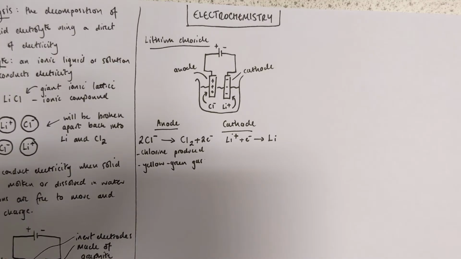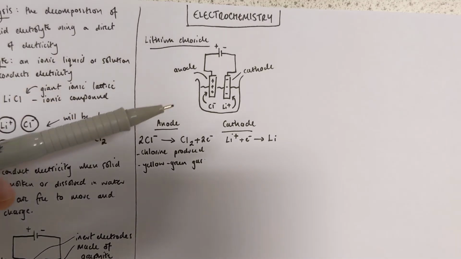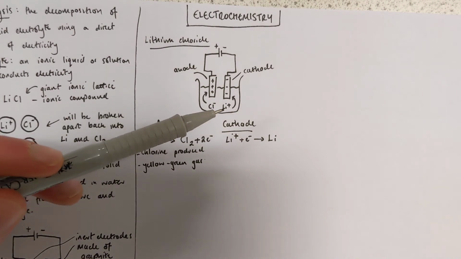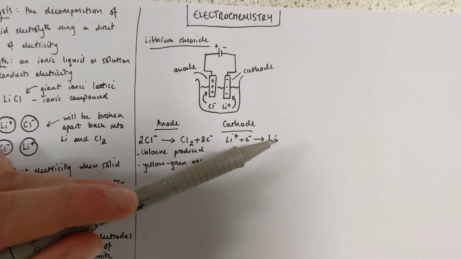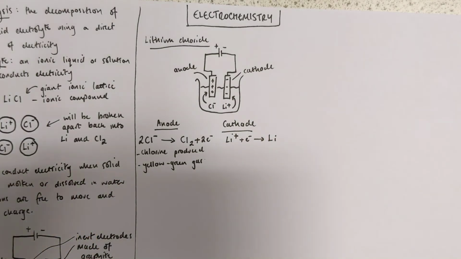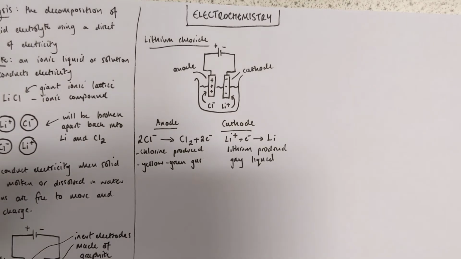Now you might think lithium, because it's a metal, should be a solid, but do bear in mind that this is taking place in a hot beaker to get this molten. So the lithium produced will probably be molten as well, so it'll be at the bottom of the container as a grey liquid. Now we have a second example to look at, which is actually very similar.